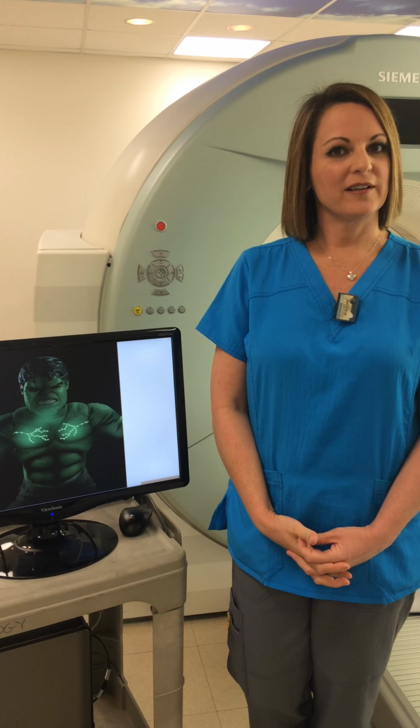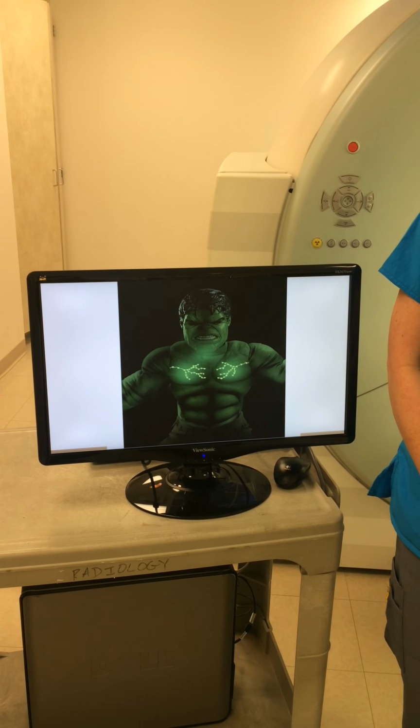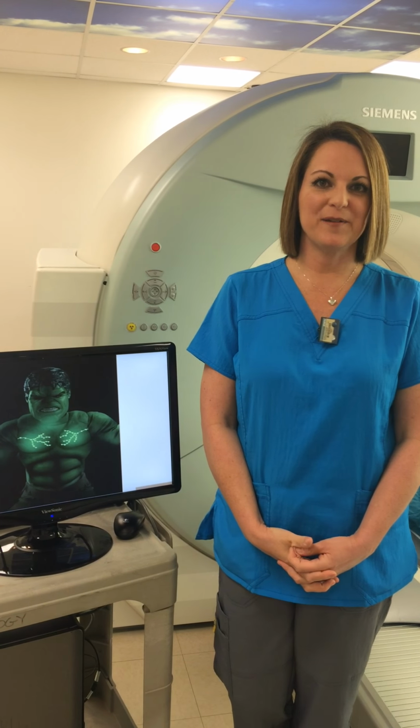I'd like to end my presentation with answering the most common question that I get asked. Will I glow in the dark? The answer is no, you will not glow in the dark at the end of a PET CT scan. The radiation dose for a PET CT scan is equivalent to a chest x-ray.